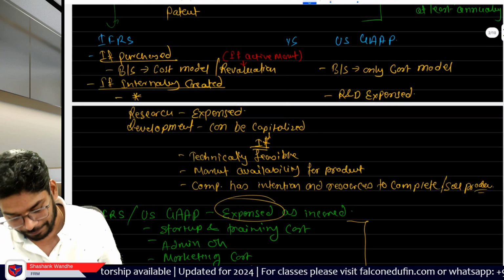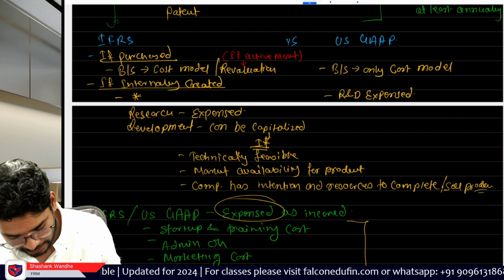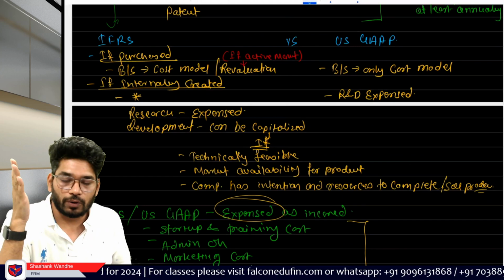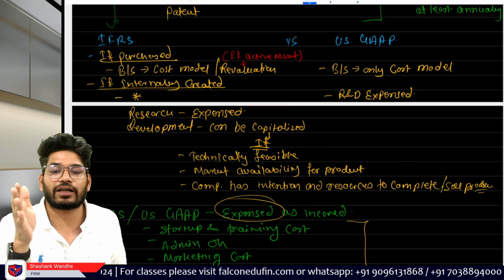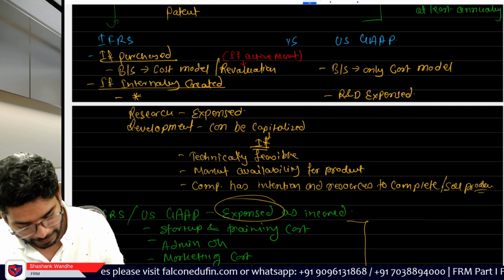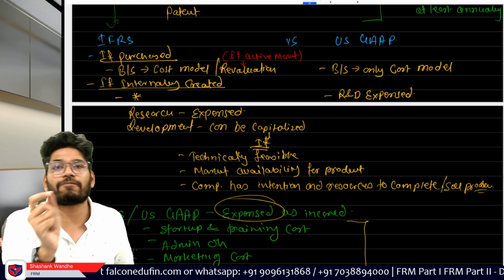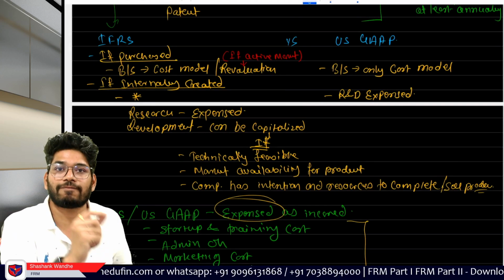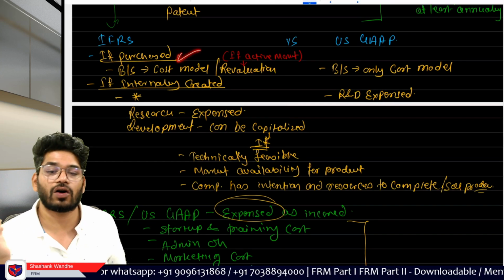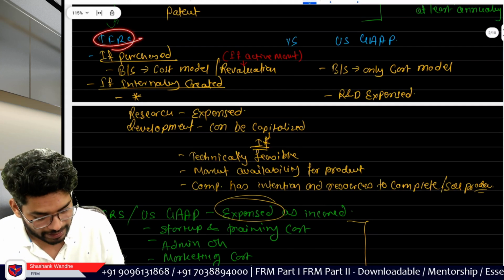The first treatment is if the asset is purchased. Then in IFRS you can use the cost model or the revaluation model. In the balance sheet, this asset will be reflected under the cost model or the revaluation model. But if you want to use the revaluation model, then there should be an active market for that particular asset. If there is no active market for that asset, then the revaluation model is not allowed. Only the cost model is allowed. And this is for IFRS.